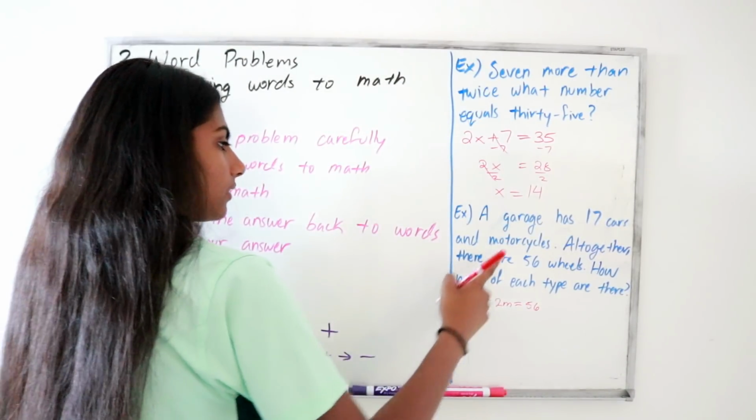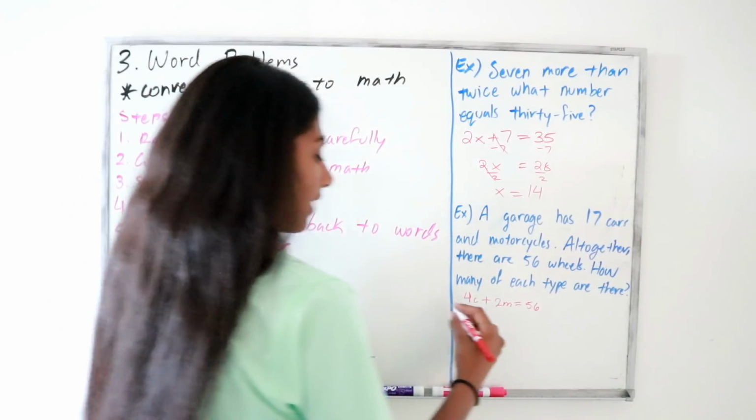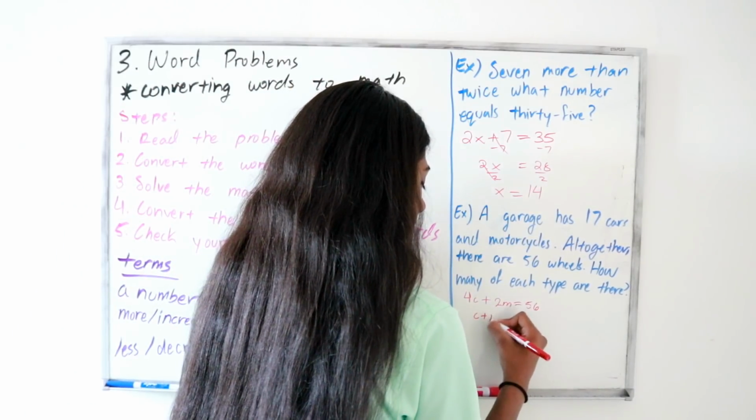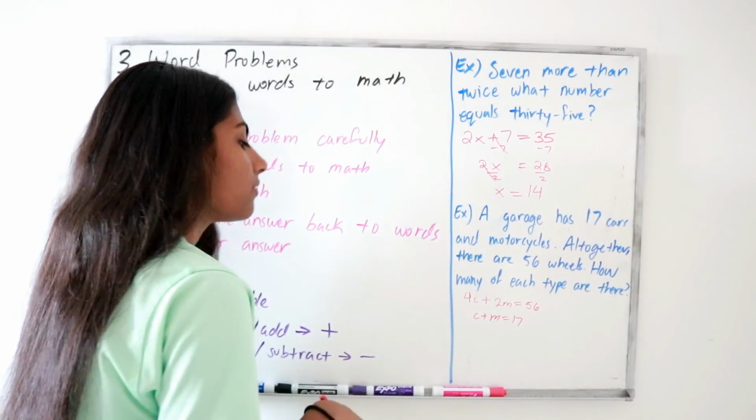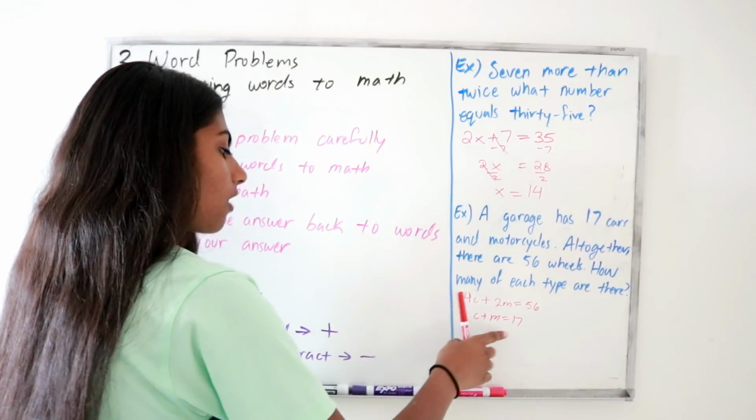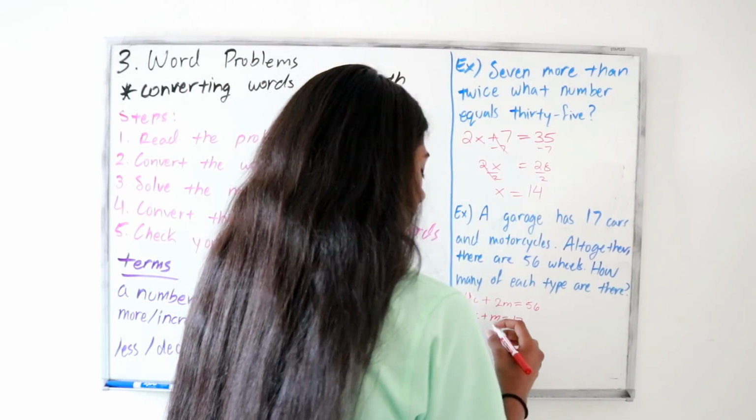Next, we know that the garage has 17 cars and motorcycles. That means when you add the cars and the motorcycles, you get 17. So now, this is the type of equation that we have to solve by substituting whatever we have here. So we're going to substitute an expression of what we know.